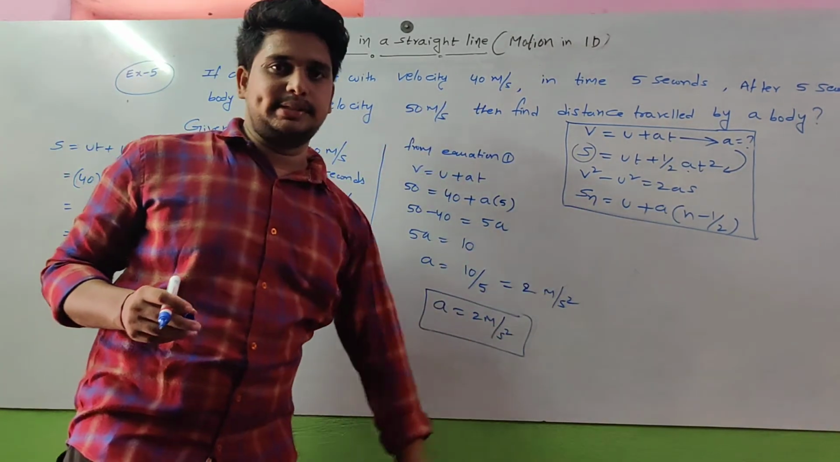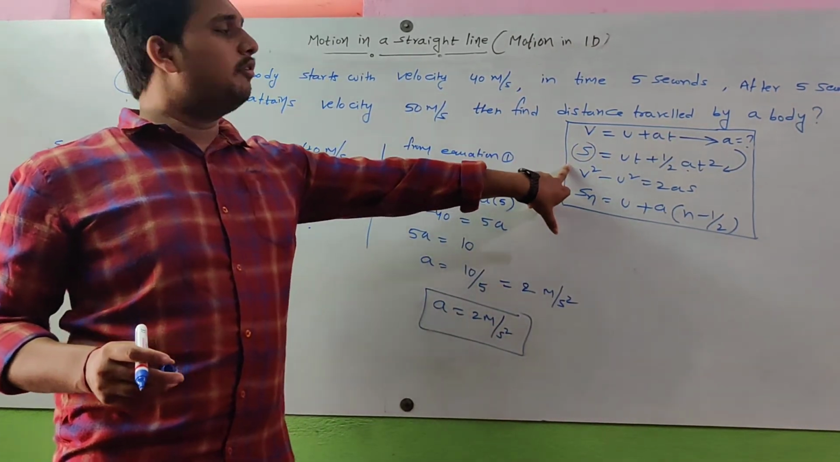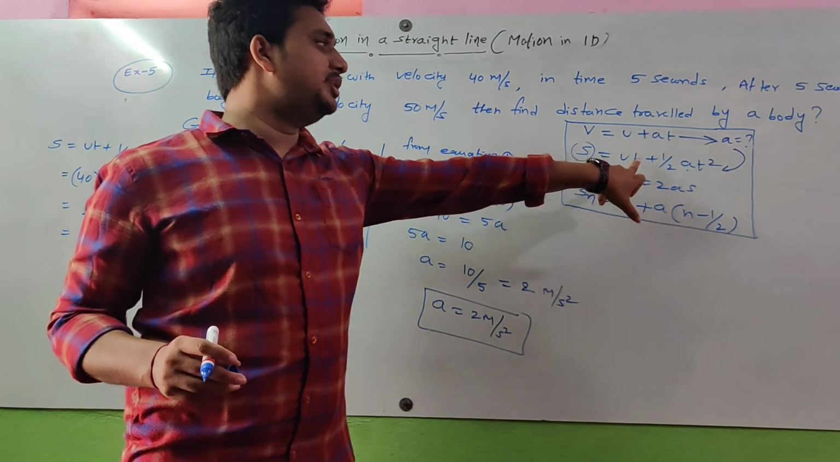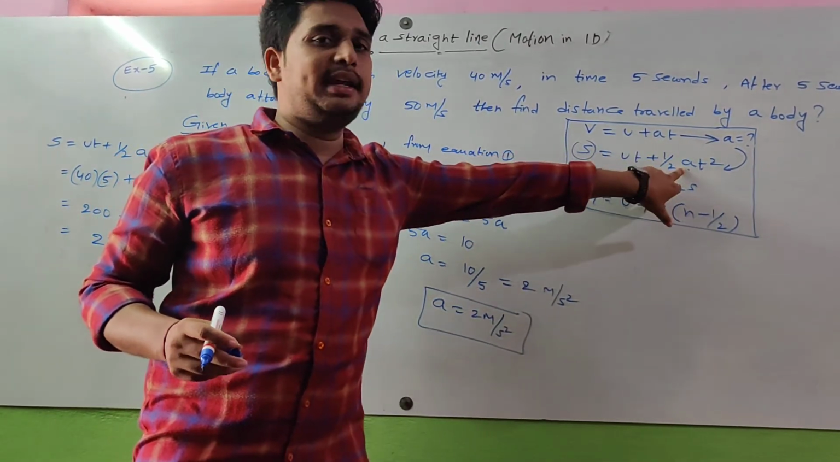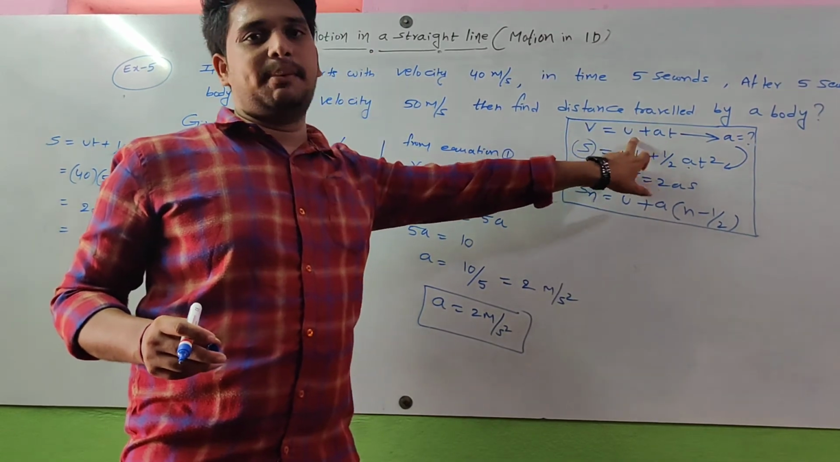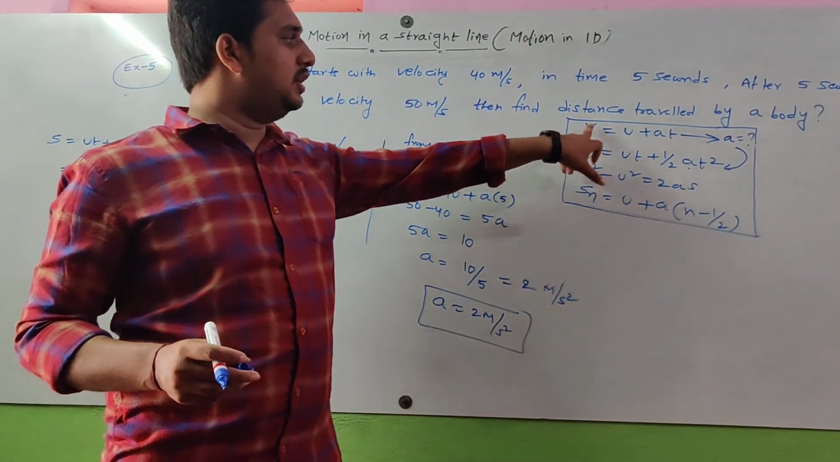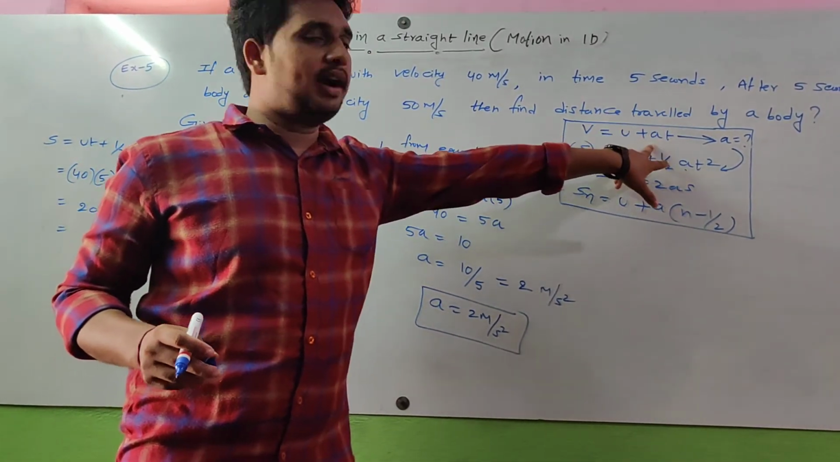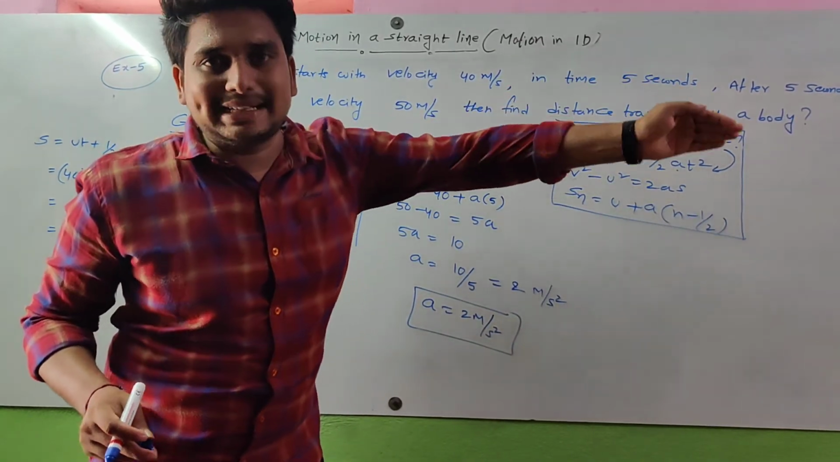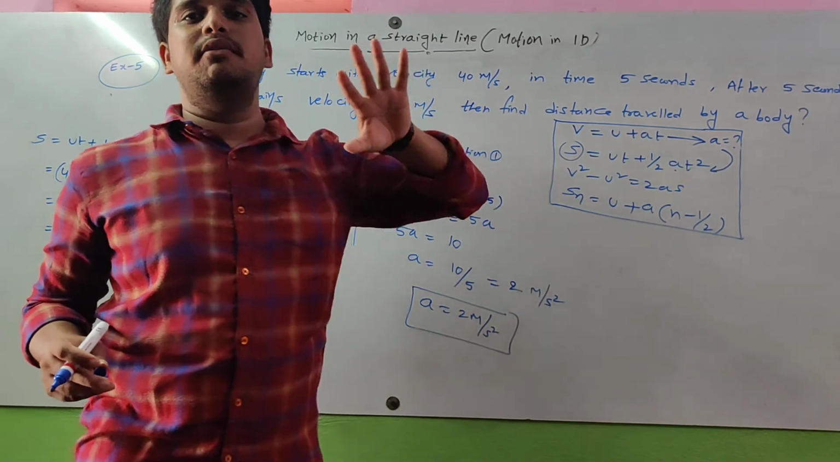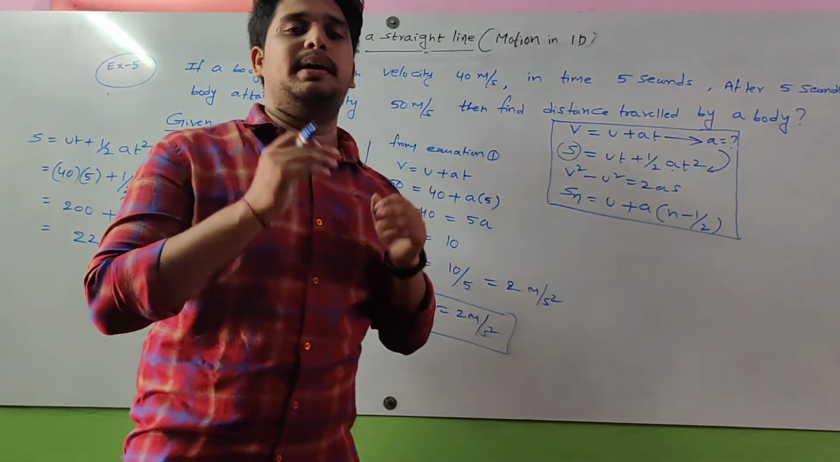Write these four equations here. How to find the s value? For finding s we want the u value, t value, and a value. u and t are already given. Then how to find a? For finding a we apply the first equation, because v, u, t we already know. Then we find acceleration from the first equation, and substitute that acceleration value in the second equation. We get the total distance traveled by the body.